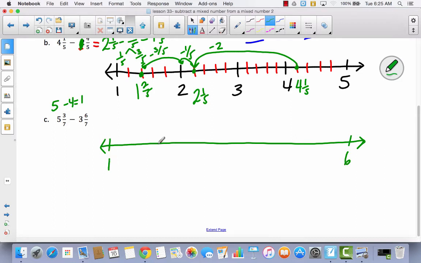So I'm going to come through here and put 2, 3, 4, and 5. Okay, and I am dividing these into sevenths this time, so that means 6 tick marks. 1, 2, 3, 4, 5, 6.